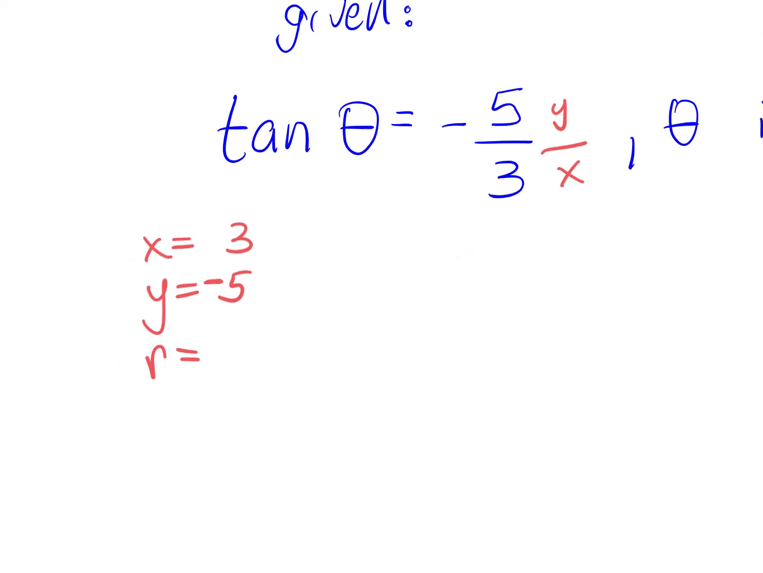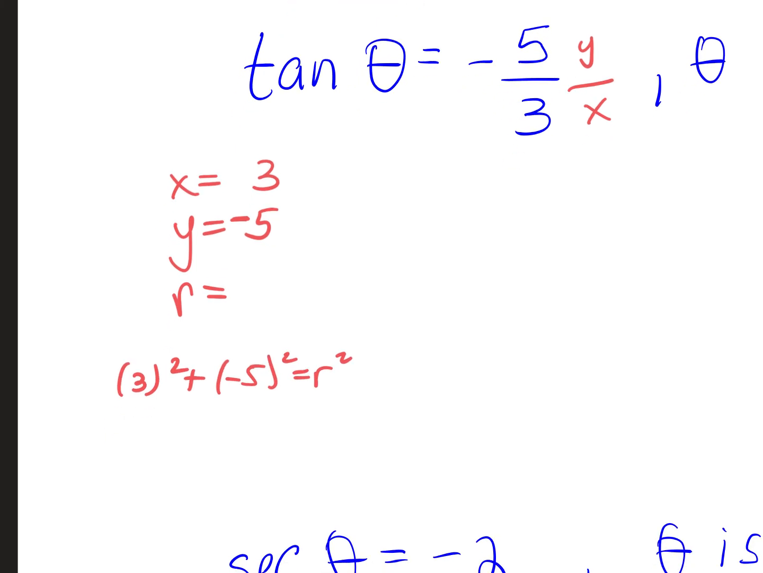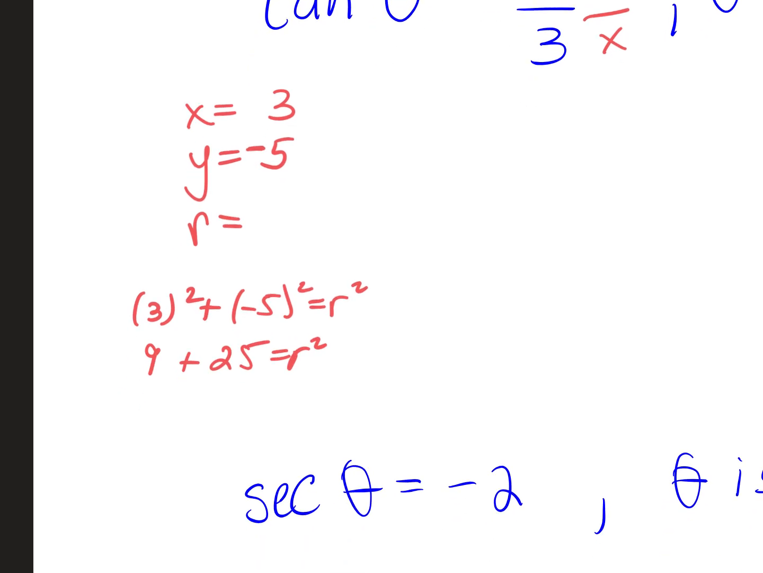How do I find r? Well, I would take 3 squared plus negative 5 squared, and that's going to give me r squared. So 3 squared is 9, right? Negative 5 squared is 25, equals r squared. What's 9 plus 25? 34. And so my r is the square root of 34. If I could break it down, I would, but I can't.